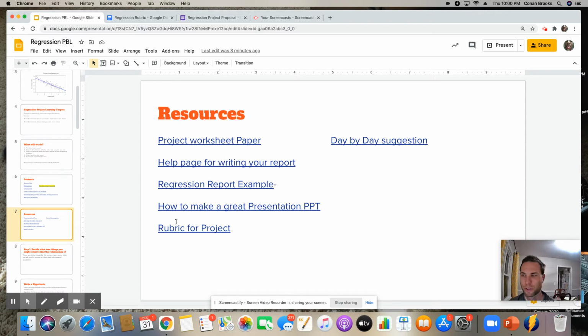And then this is really important. This is the resource page. This has the project worksheet of the paper. So you need to turn that in and do that. You can do that either on paper by pen, or you can write it down on your own Google Doc and turn it in. There's a help page for writing a report because you need to turn in a report. And then there is an example of a report.